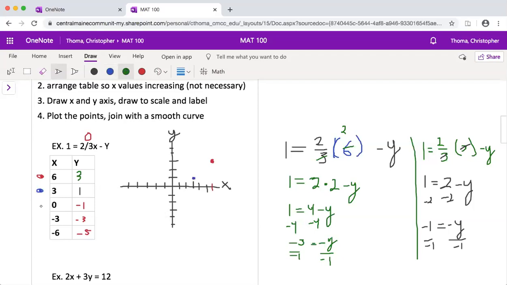To do this point, I am at 0. So I don't go left or right at all, but I go down 1. This is a specific point. This is called the y-intercept. Anytime x is 0, and I get y as a number, that is the y-intercept because it is where the point is on the y-axis.